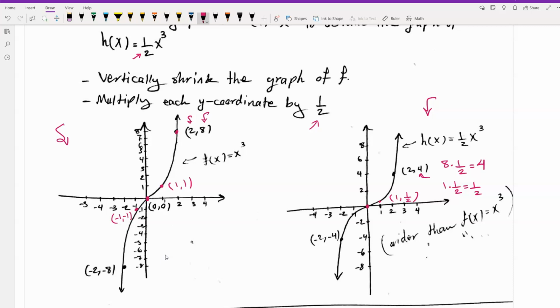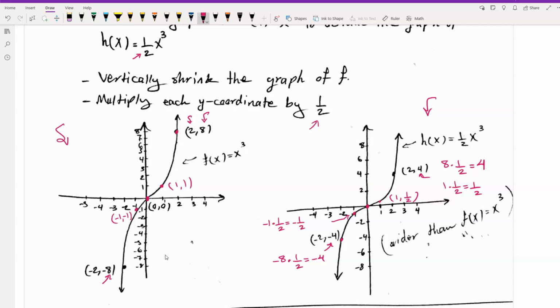Here we have 0, 0. Here at this point we have negative 1 comma negative 1 over 2. And this point is negative 2 comma negative 4, because that is negative 8 times 1 over 2, so that is negative 4. And for that part we had negative 1 times 1 over 2, so that is negative 1 over 2.